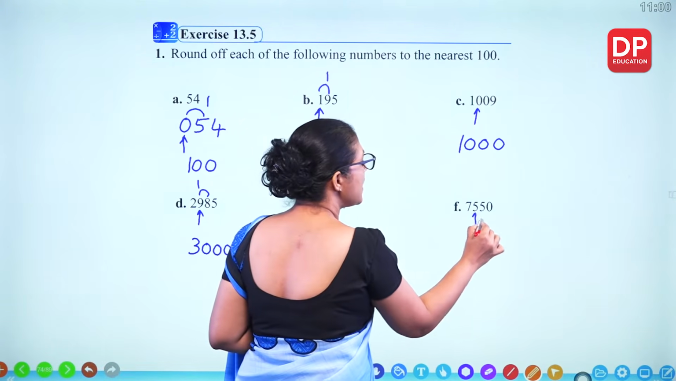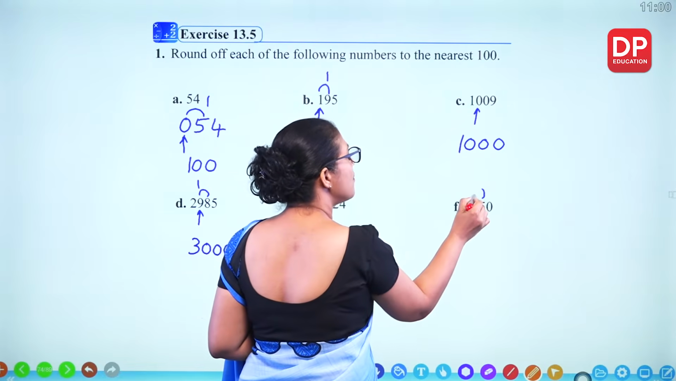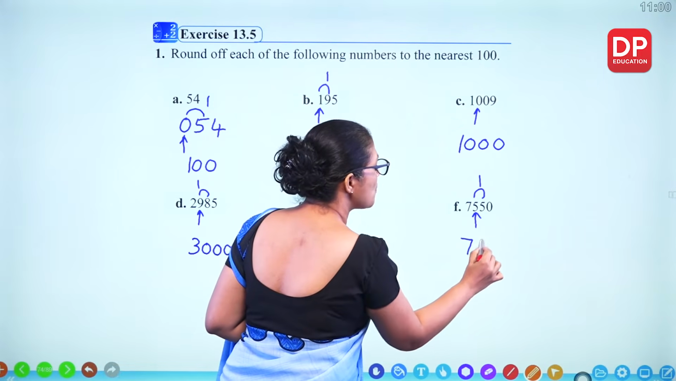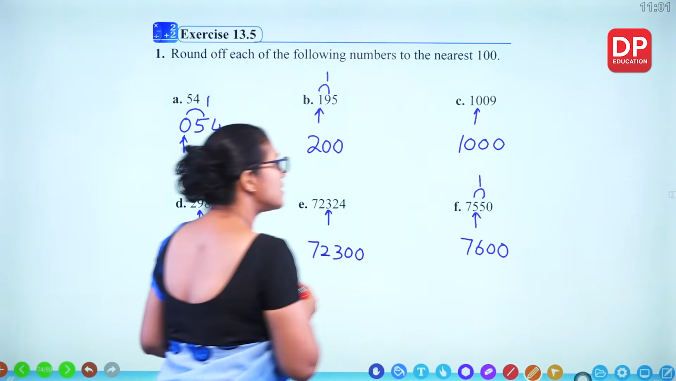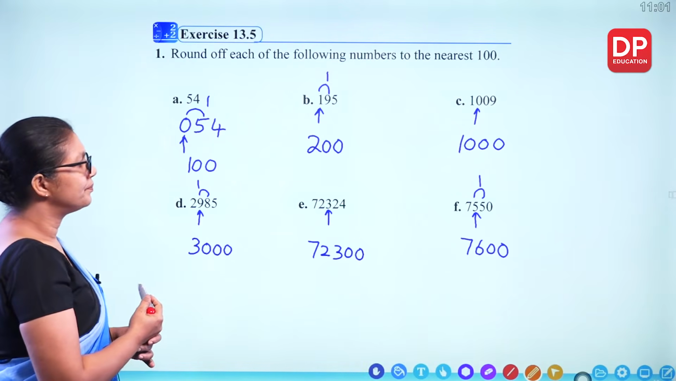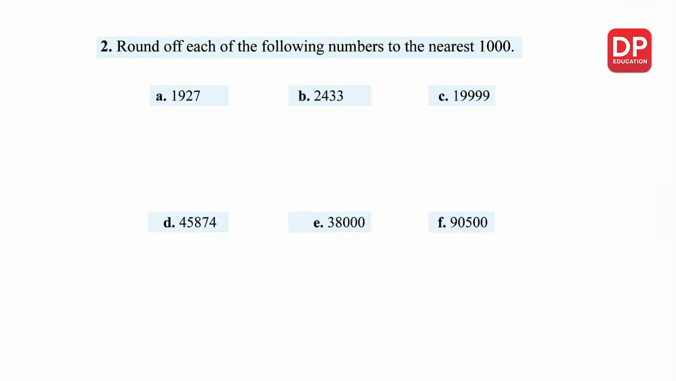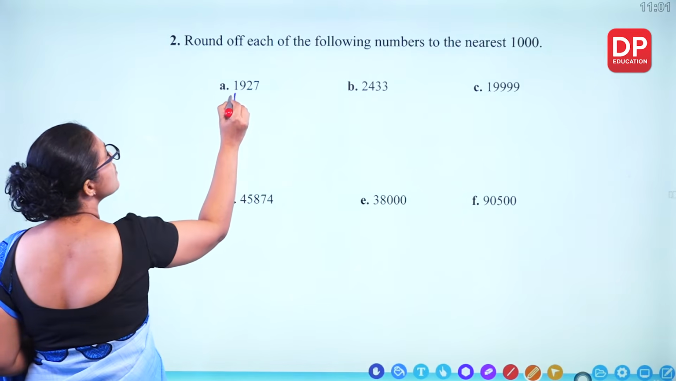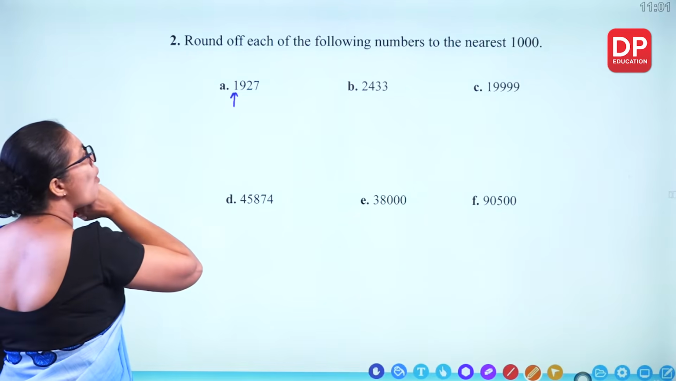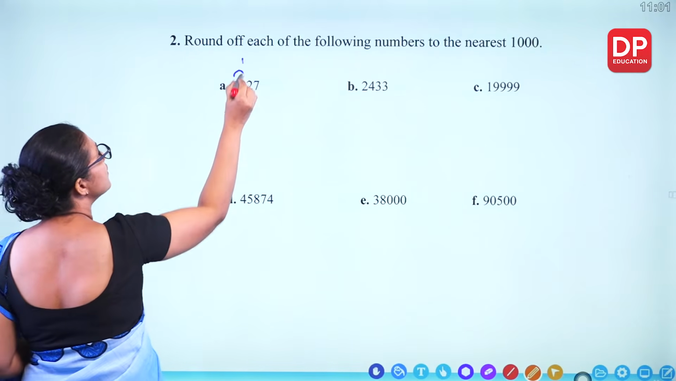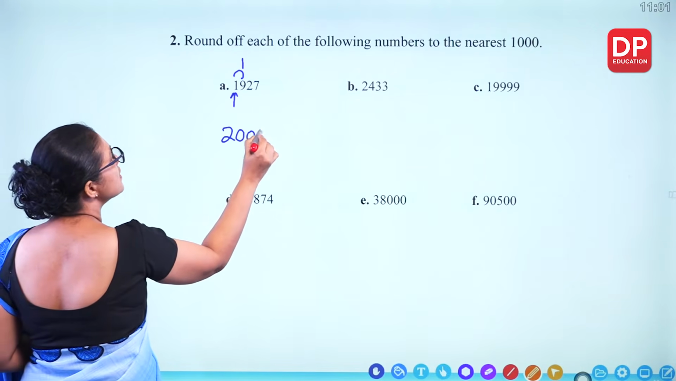This is hundreds place. 5. You are adding 1 to the previous one. 7600. Round off each of the following numbers to the nearest 1000. This is the 1000 place. 5 or more, you need to add 1. So 2000 is the answer.